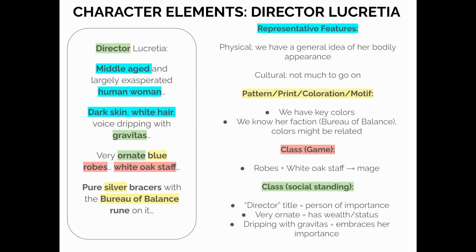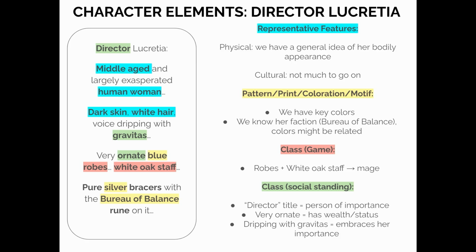So we're gonna do a little old school highlighting here, but on the board, because that's much easier. So director, Lucretia. The fact that she is called director already tells us a fair bit. That's our class and social standing. So our color code here: light blue for those representative features, those physical and cultural. Yellow is those pattern print coloration motifs. Class in the game, because this is a D&D game, I highlighted in red. And then class, like her social standing, I highlighted in green.